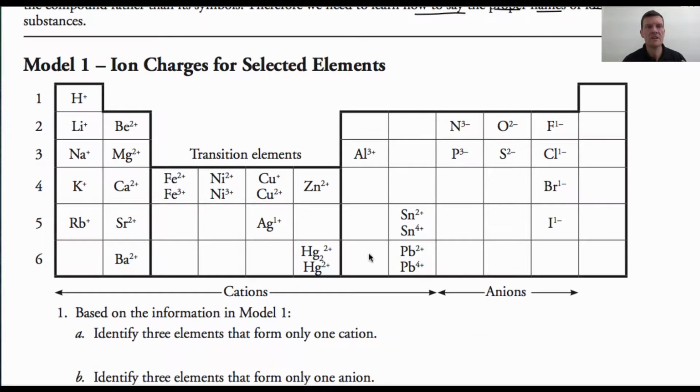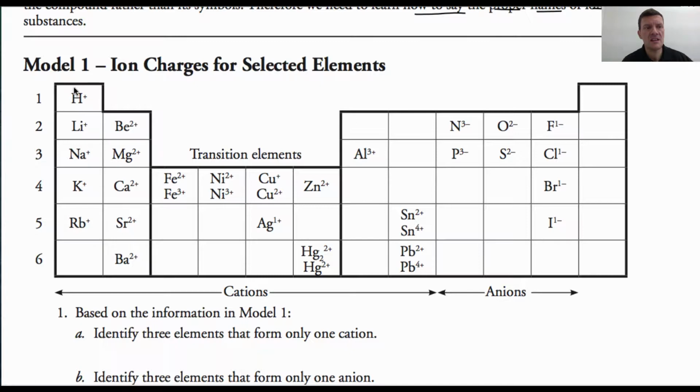In Model 1, we are given kind of a condensed version of the periodic table. This is not the complete periodic table, and it is showing you a selection of different ions. Remember, an ion is an atom or a group of atoms that has a charge, either positive or negative charge. Why does it have a charge? Because it has either fewer electrons than the total number of protons, or it has more total electrons than the number of protons. So either way, it's going to give it either a positive charge if it has more protons than electrons, or a negative charge if it has more electrons than protons.